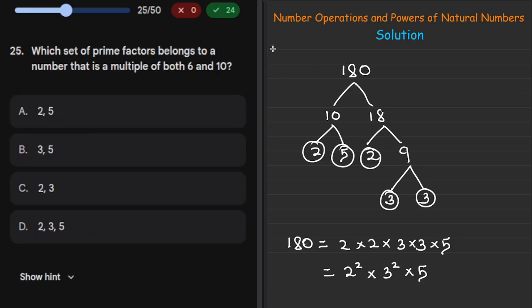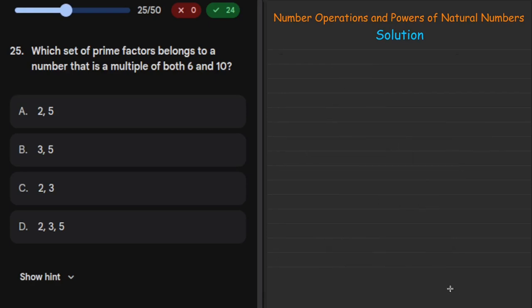Question number 25. Question number 25 says, which set of prime factors belong to the number that is a multiple of both 6 and then 10? Which set of prime factors belongs to a number that is both a multiple of what? 6 and then 10. So all this question is asking us is that for 6, let's rewrite 6 as a product of primes, or look for the prime factors of 6. Now the prime factors of 6 are simply what?